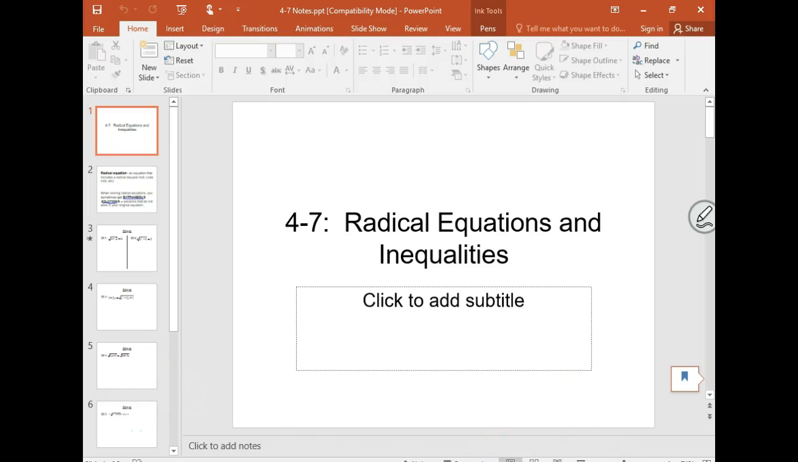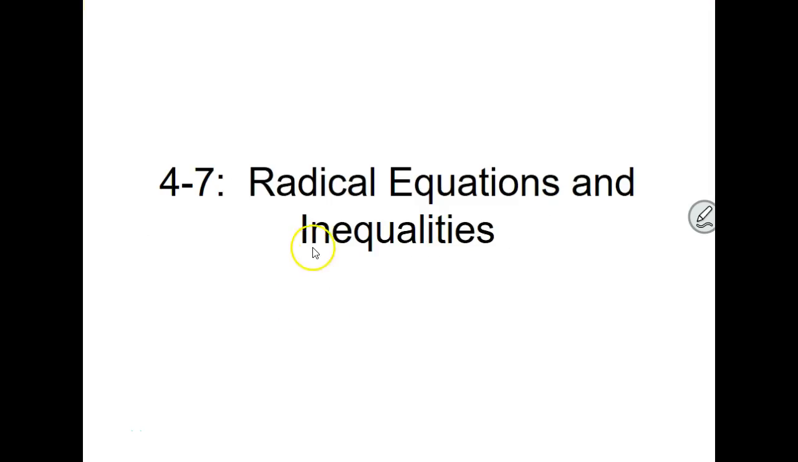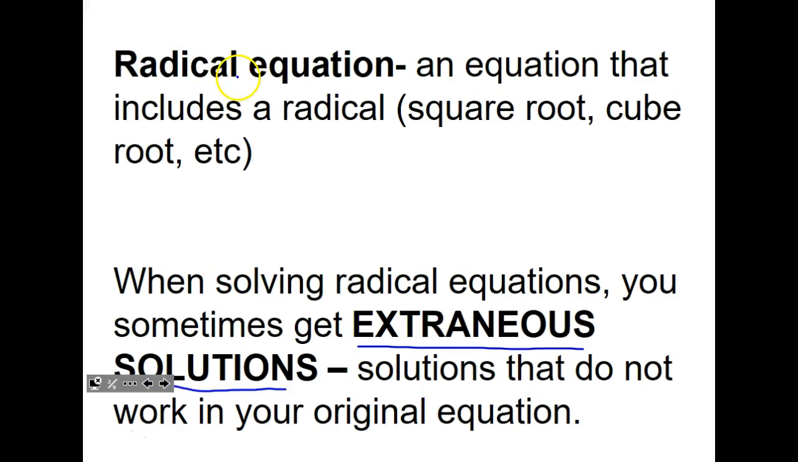In this section, we are going to look at how to solve radical equations, and you might get radical mixed up with rational. A radical is any type of root. Normally it is a square root, but we'll also see some cube roots, fourth roots, and so forth. Rational is a fraction. Radical is a root. So this sort of sums that up here: an equation that includes a radical, square root, cube root, etc.